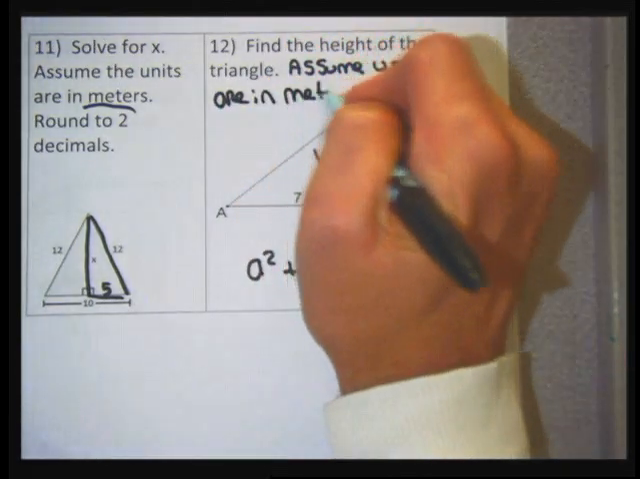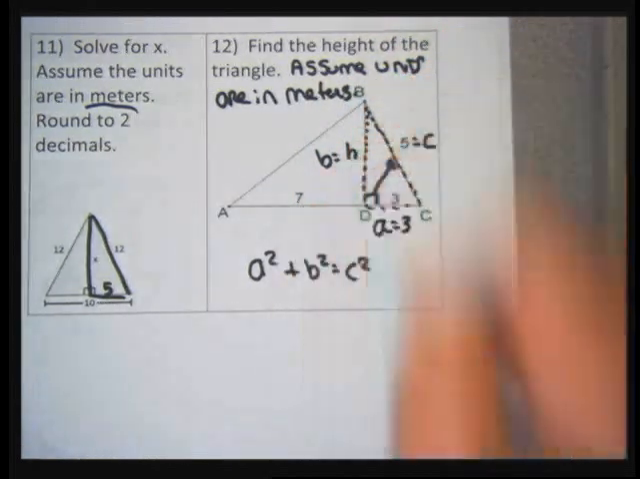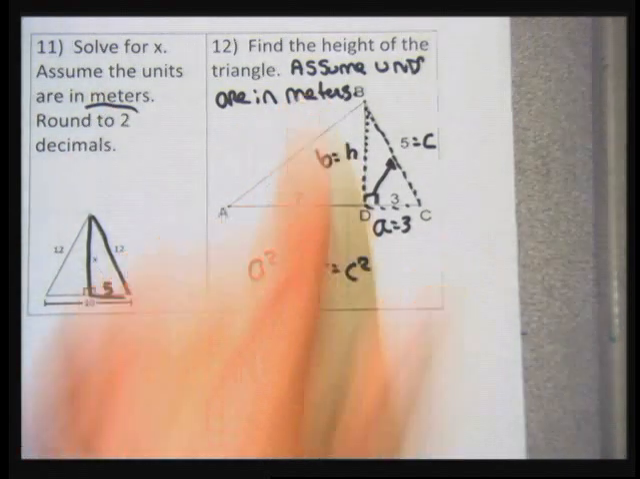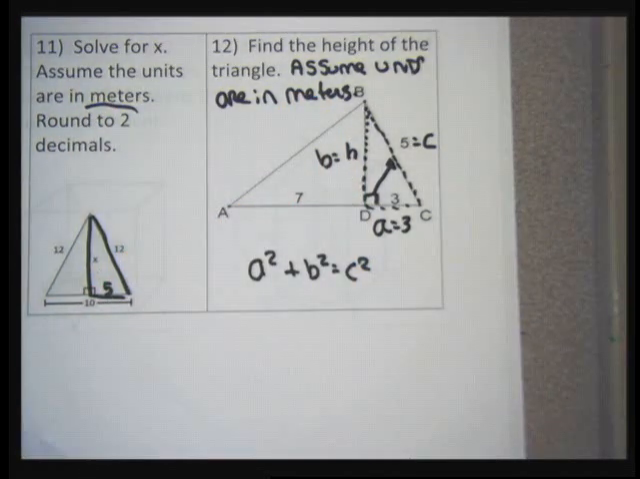So when I find these problems on Google Images, because I have a hard time making these drawings, they don't always have everything I want them to have. And if they're missing units and I want them to have units, I make a little comment about that. And I'll put meters in my answer, which is abbreviated with an M.